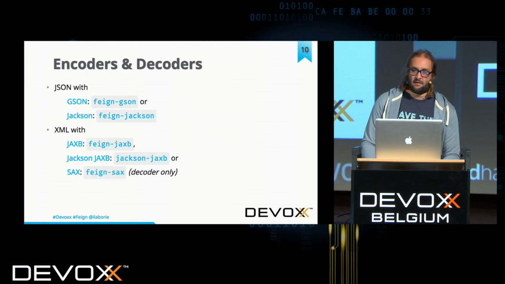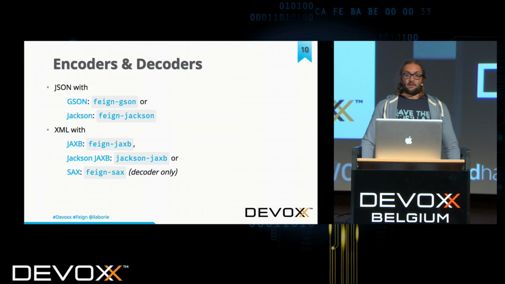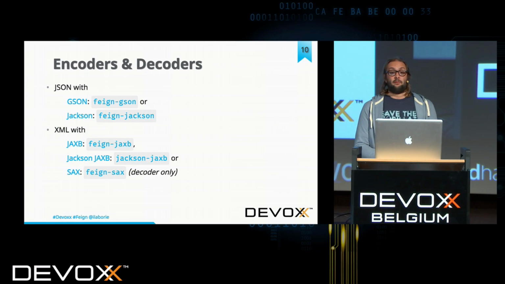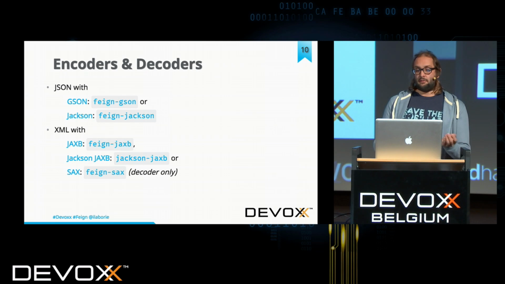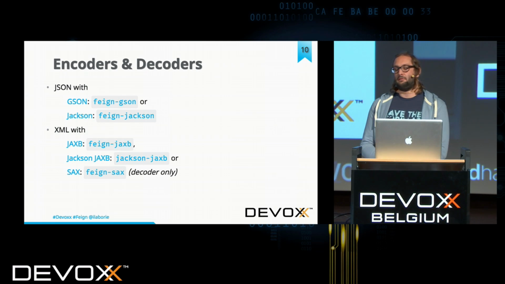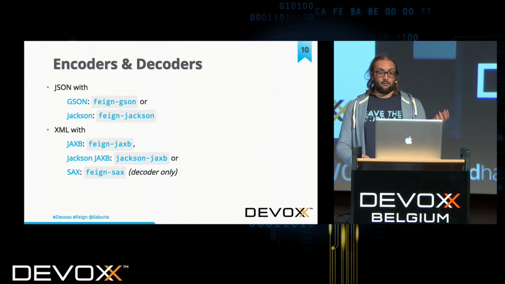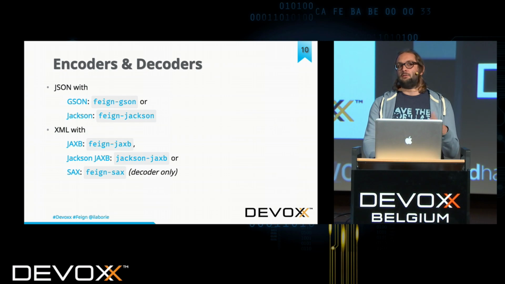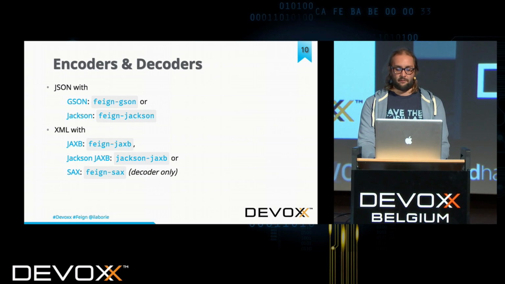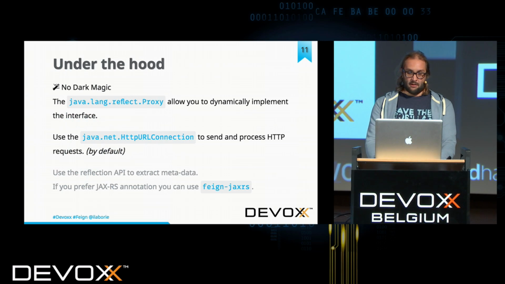Time to get back here. So, I showed you the code with the JSON encoder. You can use Jackson if you want, and you can also use XML if you want, or write your own encoder. Decoder is quite easy. I've already done that many times.